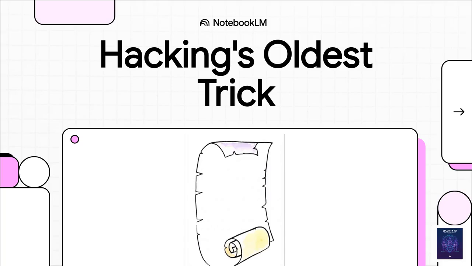You know, in the world of cybersecurity, some attacks are like ghosts. They're old, they're famous, and they just refuse to go away. Today, we're digging into one of the oldest and honestly one of the most dangerous of them all, the buffer overflow. So yeah, let's dive into this foundational vulnerability.